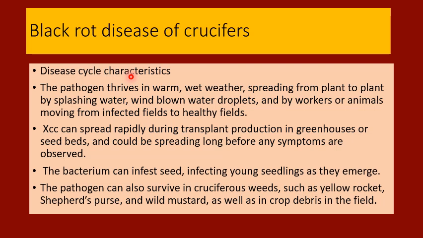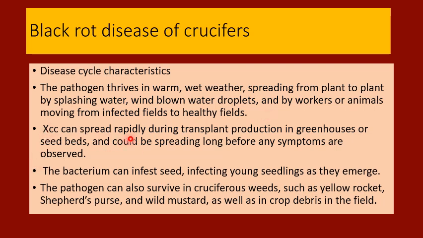We'll go to disease cycle, characteristic of black rot disease of Crucifers. The pathogen thrives in warm, wet weather. Then it will spread from plant to plant by splashing water, wind-blown water droplets, and by workers or by animals moving from infected fields to healthy fields.